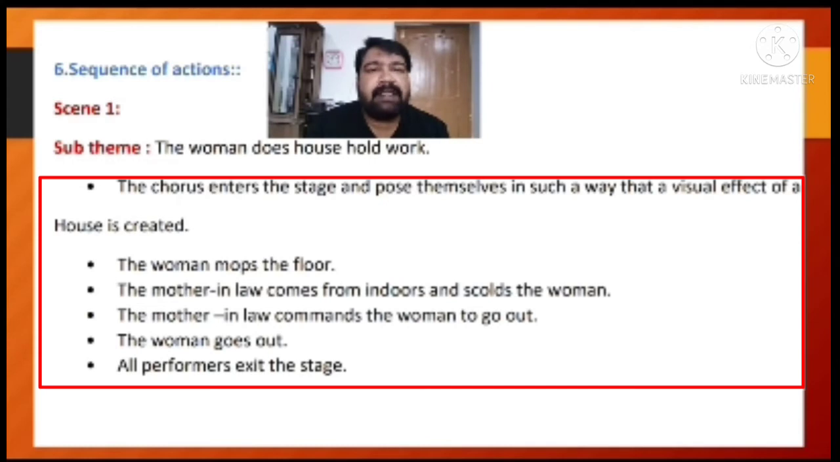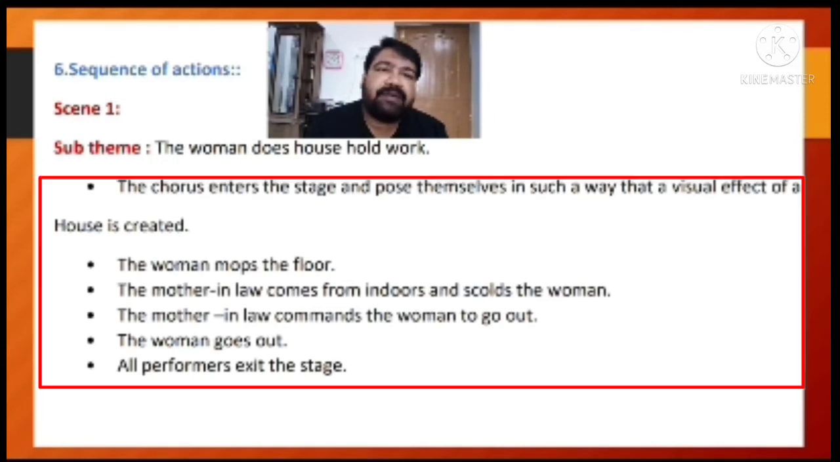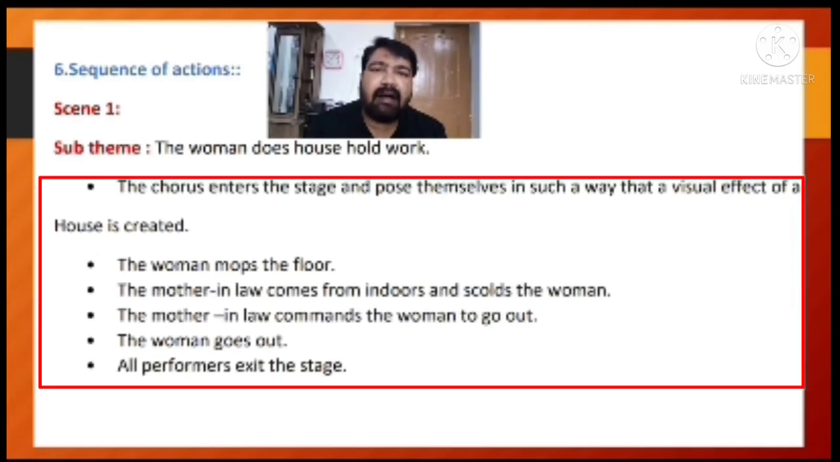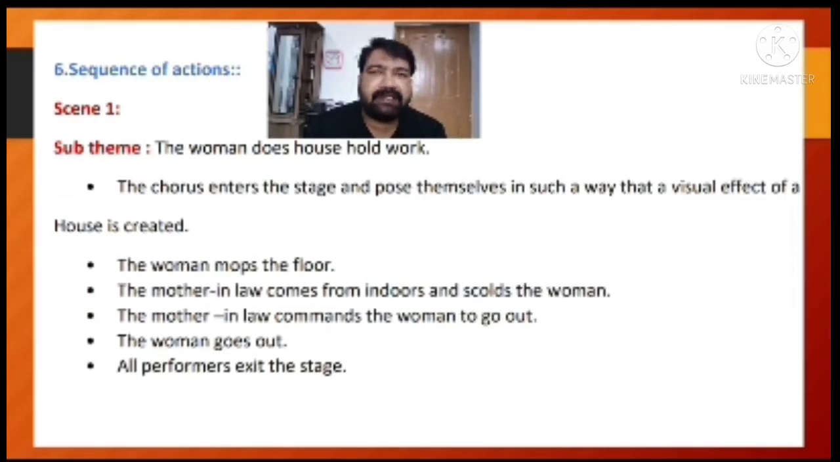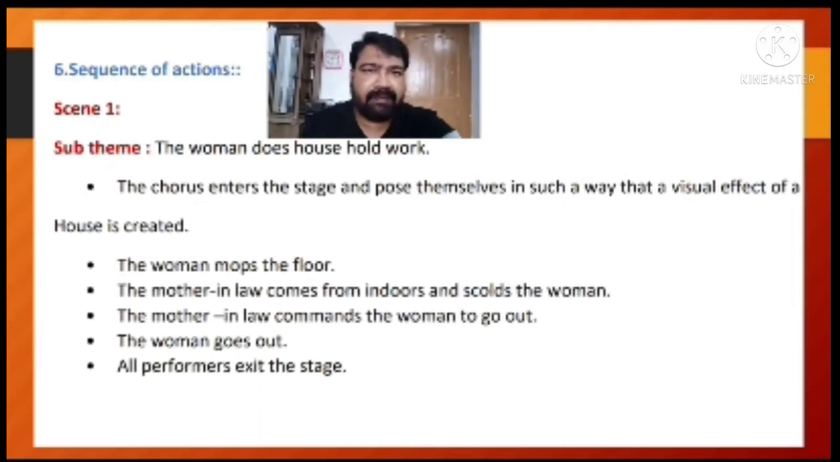Then the mother-in-law comes from indoors and scolds the woman. After that, the mother-in-law commands the woman to go out, and after that, the woman goes out. All the performers exit the stage. This is the scene 1 sub-theme of the poem. Now let us see scene 2 sub-theme of the poem.